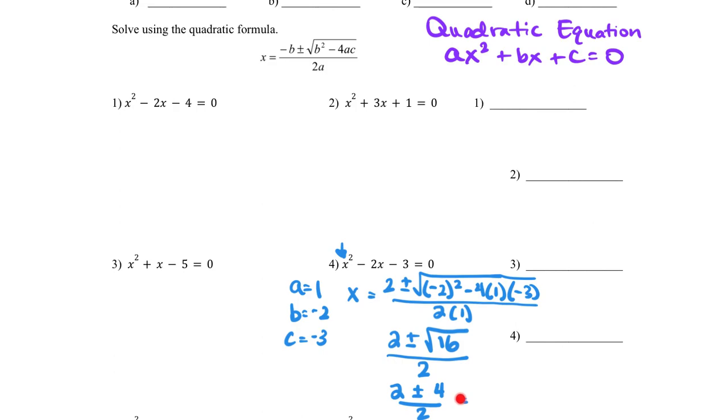So I'm going to actually split this into 2 parts. That plus or minus means that I have 2 plus 4 divided by 2, and I have 2 minus 4 divided by 2. Let's simplify those. So 2 plus 4 is 6, divided by 2 is 3, and 2 minus 4 is negative 2, divided by 2 gives us negative 1. So we have 2 answers for problem number 4. We have 3 and negative 1.